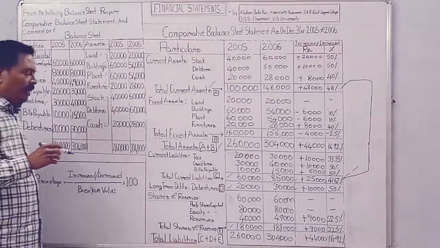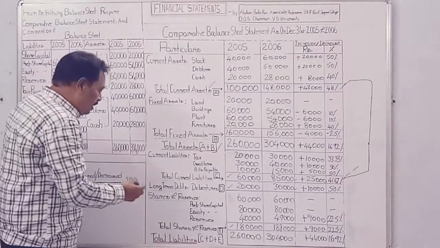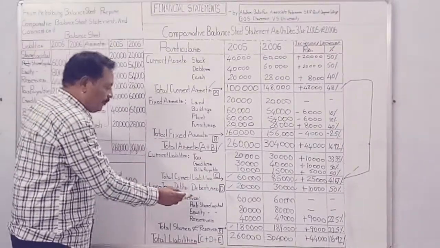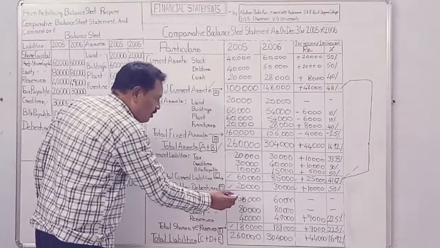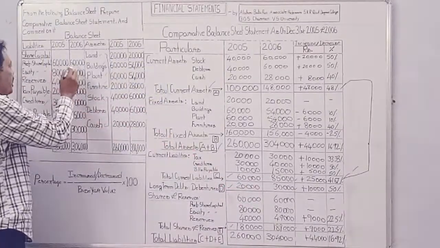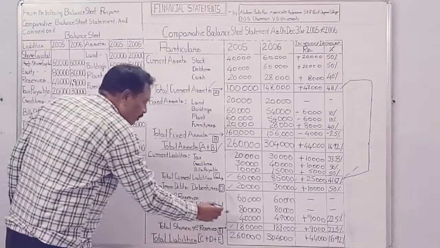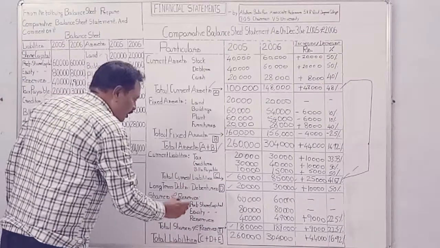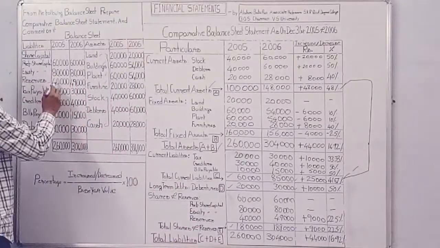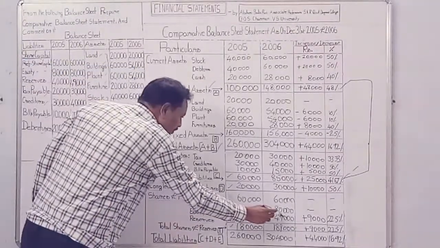And then finally, the remaining three values: preference share capital, equity share capital, and reserves. These three items come under the shares and reserves heading. So you simply write preference share capital 60,000, 60,000. Here given 60 and 60. Equity capital 80,000 and 80,000. You simply write there. And reserves 40,000 and 49,000.